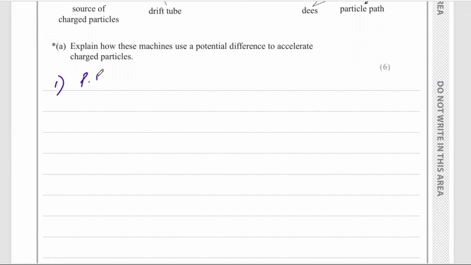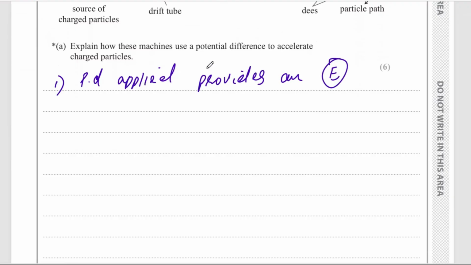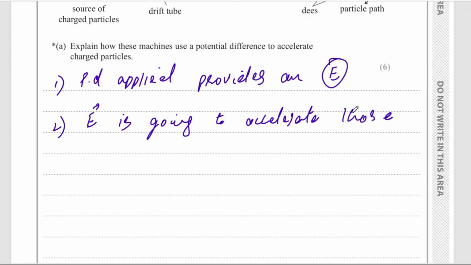So first of all, whenever you're going to talk about it, the first thing has to be that the potential difference applied provides an electric field, right? And if potential difference is somehow providing you an electric field, some force must be acting on the particles. And if there is some force acting on the particles, the electric field is going to accelerate those particles, right?